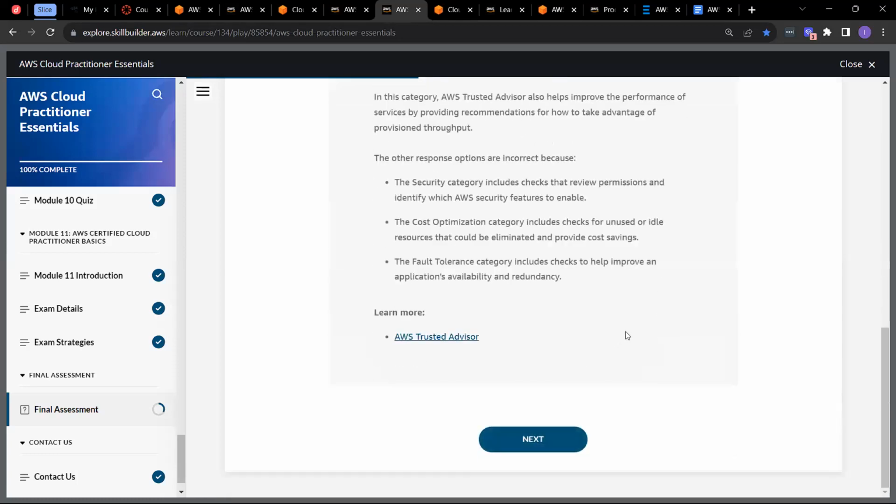Okay, performance. We are correct. All right. So fault tolerance is to help improve an application's availability and redundancy. That's the word, redundancy.